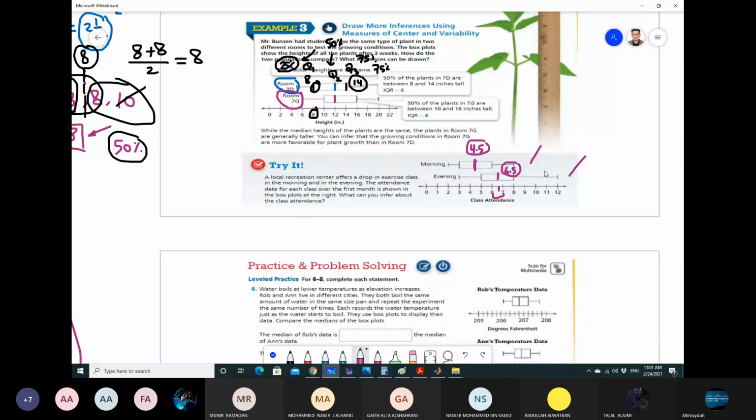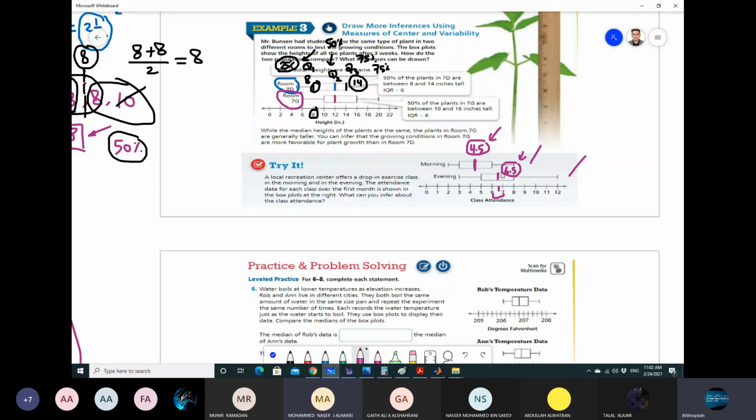In the morning, the median is this. In the evening, 6.5, because this represents the median. I think that the class attendance in the evening is more than the class attendance in the morning, so they prefer to come in the evening.